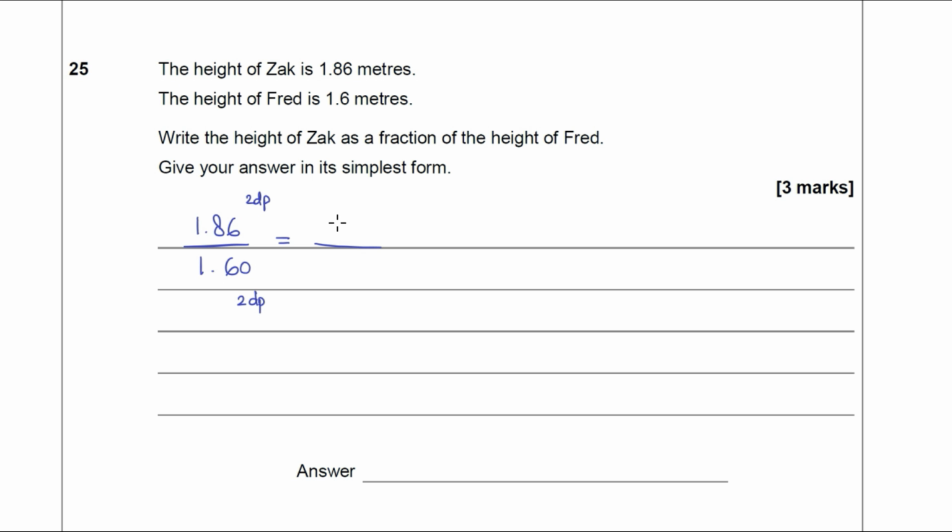1.86, so it will be 0.93, and then the second one, 1.60, it will be 0.80. So if we remove the decimal places on these two numbers, this one becomes 93 and this one becomes 80. I think that should be the simplest form, because for 93 and 80 we can't find any number that is a factor of these two. So this must be the simplest one. 93 over 80. That's it.